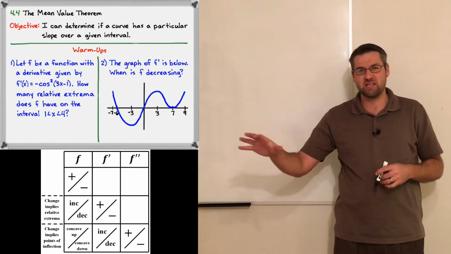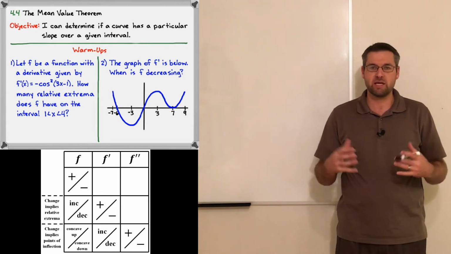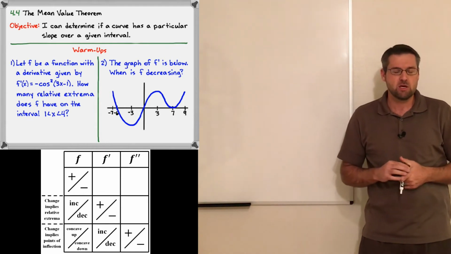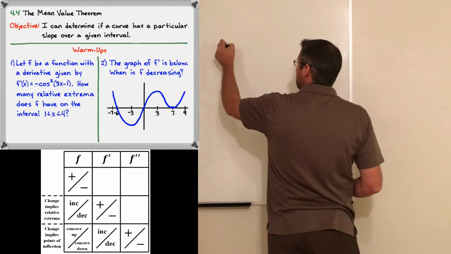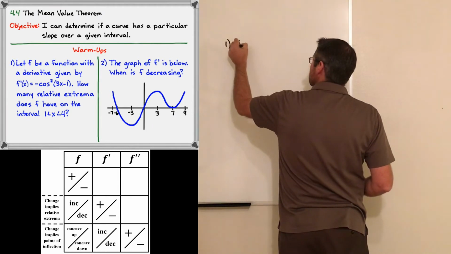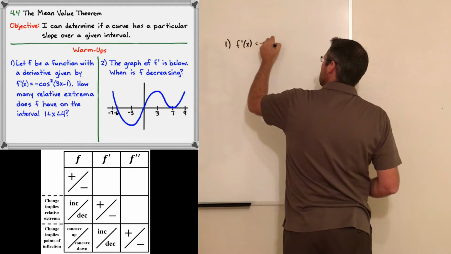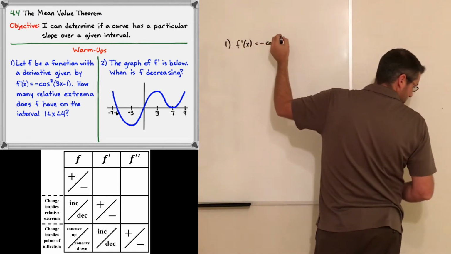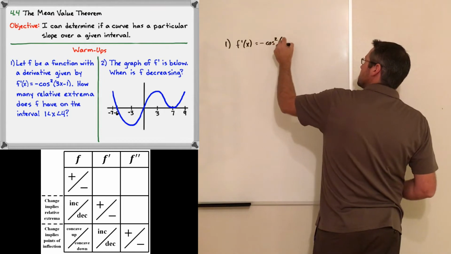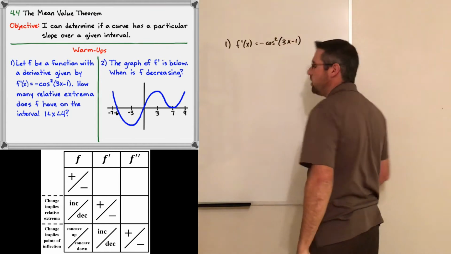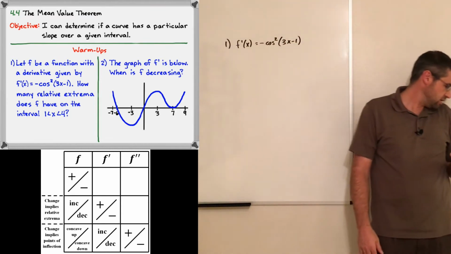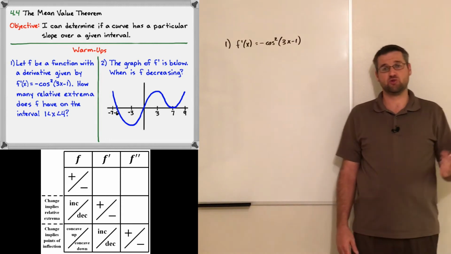But before we actually get into that lesson, it'd be a good idea to warm up our brains with these couple problems here. So number one, it gives us a derivative. It says f prime of x is equal to negative cosine squared of 3x minus 1. And it is asking for how many relative extrema we have.